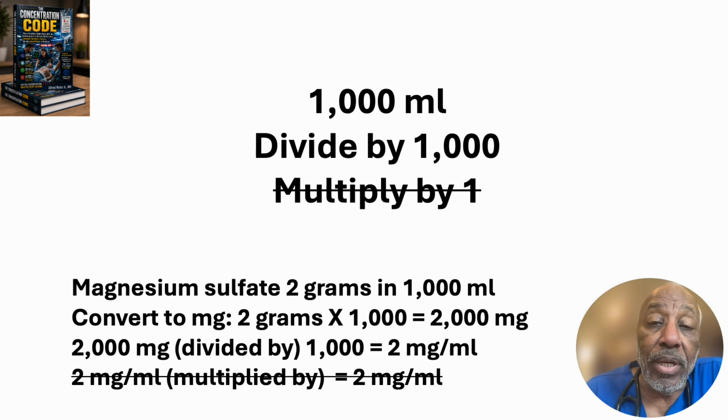The 1,000 milliliter bag is the easiest of the three. Dividing by 1,000 is just moving the decimal point 3 places to the left. That's it. No trick, no two-step process, just shift the decimal. Magnesium, 2 grams in 1,000 milliliters. 2 grams is equal to 2,000 milligrams. Divide by 1,000, move the decimal 3 places left. The concentration is 2 milligrams per milliliter.